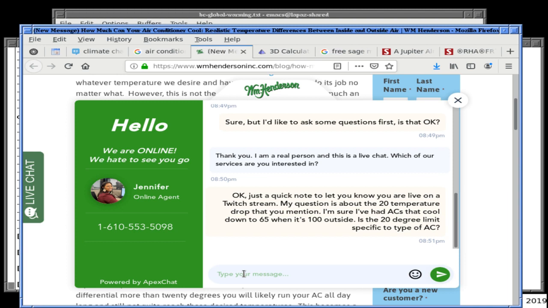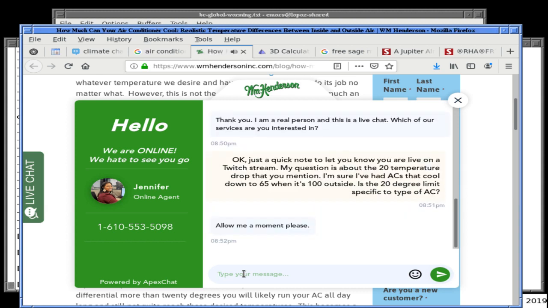By the way, I don't even think they're in my local area. But you get on Google, you show up in all sorts of searches. And either during or after this, I will find the link that says the 20-degree limit is not a hard limit. It's a limit for certain kinds of air conditioners.